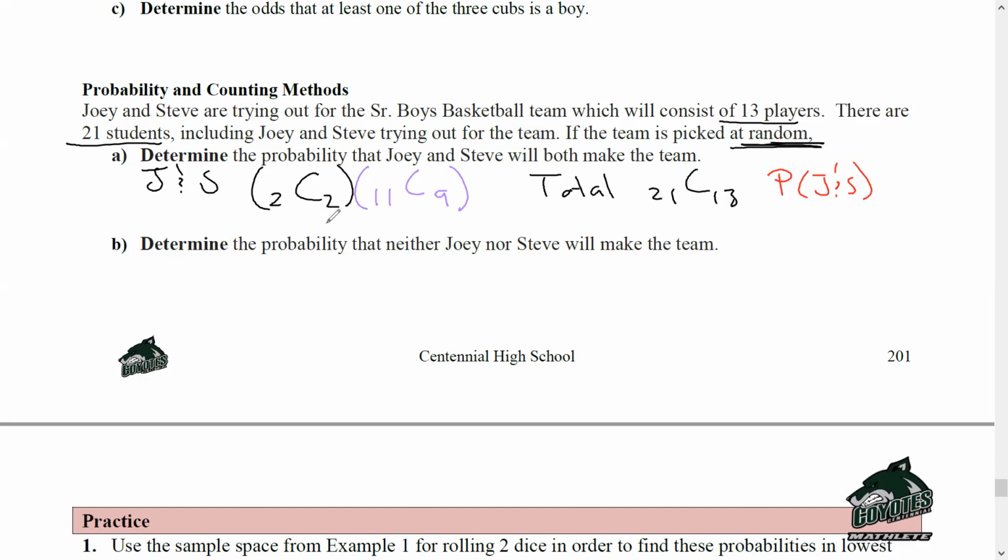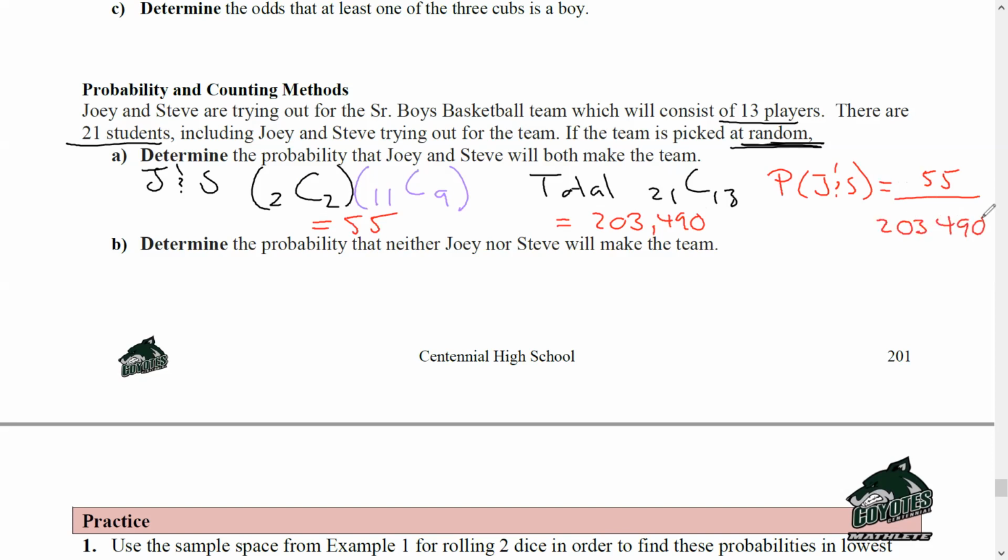So this first one here is 55. This second one here is a large number, 203,490. So if I want the probability they're going to make the team, I'm simply going to divide these two things out.